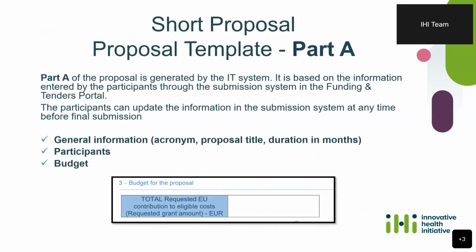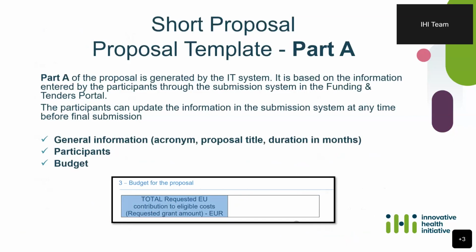The proposal template consists of two parts. Part A is generated by the IT system within the submission environment, and is based on the information entered by you, the participants. It includes three parts: the general information, which is the acronym, the proposal title, the duration in months of your proposal, the list of the participants, and the budget.